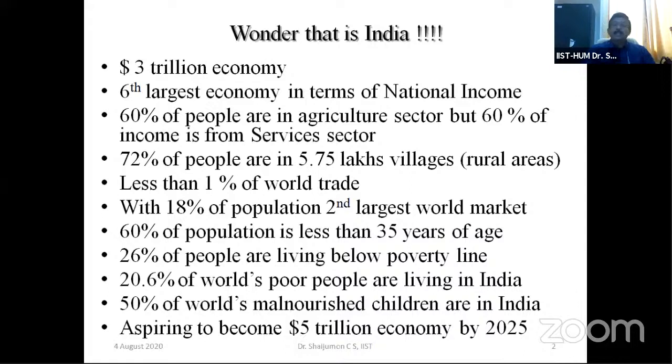60% of our population is less than 35 years of age, like you people. India is the youngest country in the world in that sense. India is inhabited by the largest number of youth population in the world. Out of this 135 crores, 60% is less than 35 years of age. On the other side, about 26% of people are living below the poverty line, meaning they are very, very poor.